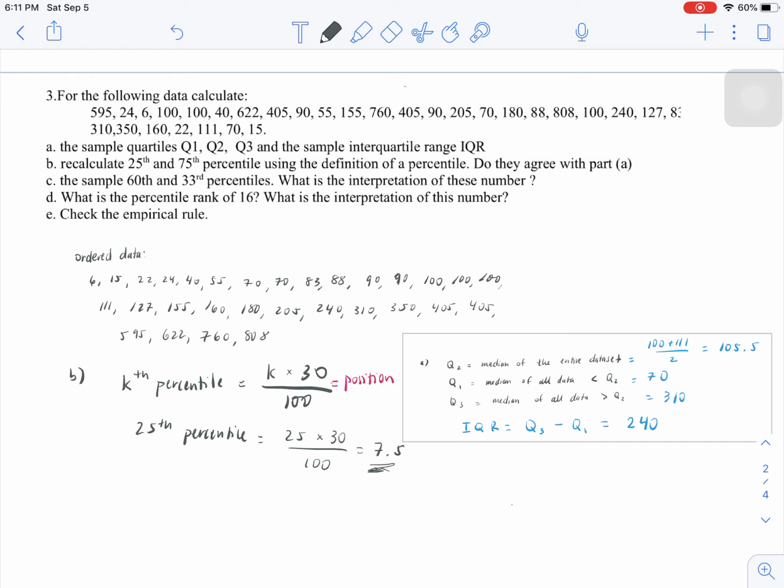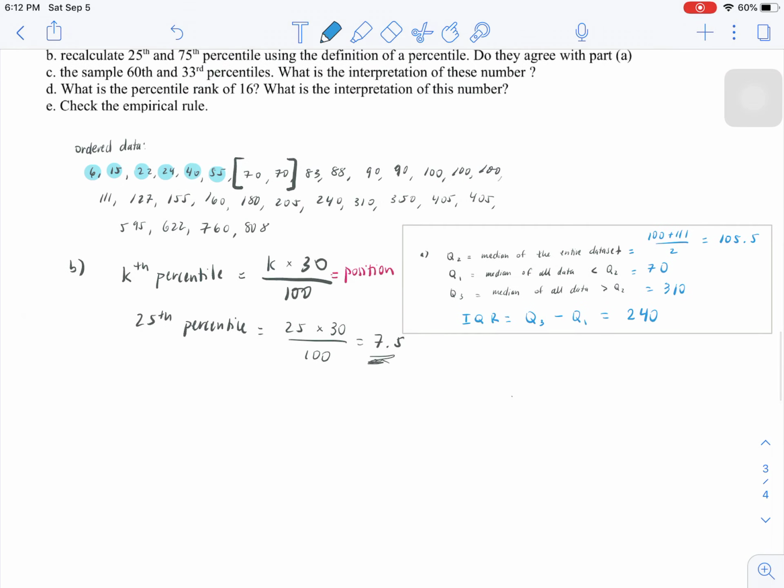Well, it's the same thing as being halfway in between the 7th and 8th data point. So 1, 2, 3, 4, 5, 6, 7. These are my 7th and 8th data points. So the 25th percentile is halfway in between my 7th and 8th data points. So my 25th percentile, that data point is 70.